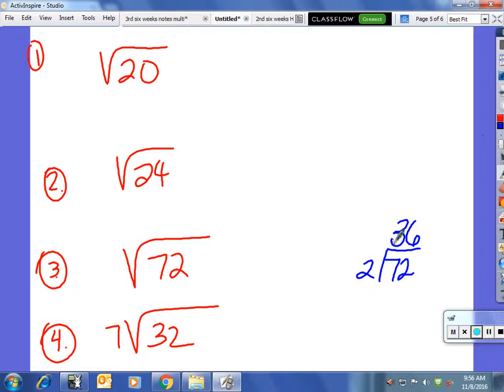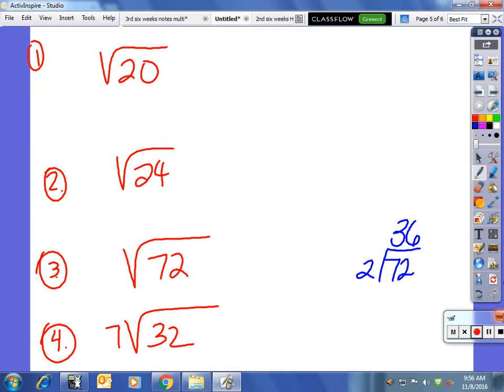Yeah, 36 is a perfect square. You should be familiar with your perfect squares: 4, 9, 16, 25, 36, 49, 64. So hopefully, if you know what you're doing, you could realize, hey, 72 becomes 36 times 2. That's got to be the biggest perfect square that's in there.